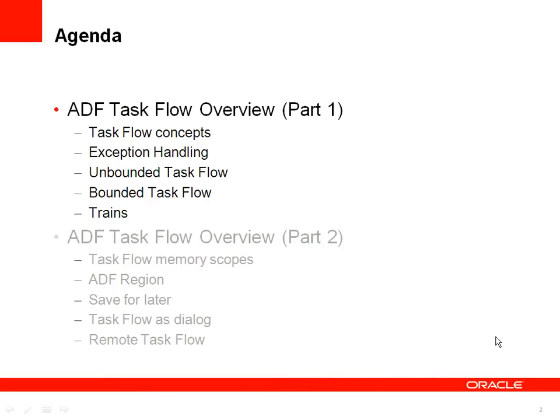In this first part, we introduce basic concepts and fundamentals of ADF task flows. I introduce unbounded task flows, bounded task flows. I will talk about the different activities that exist for the two types of task flows. I will talk about exception handling, and I will end this session with talking about trains, which is a way to navigate between related views in a task flow.